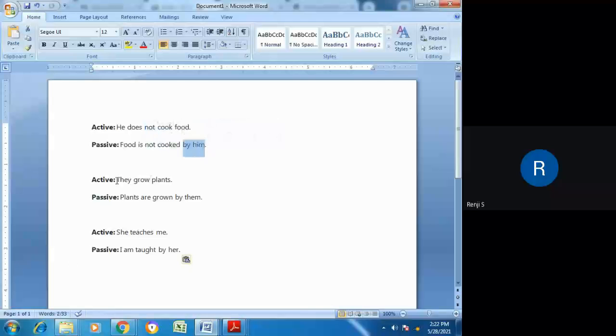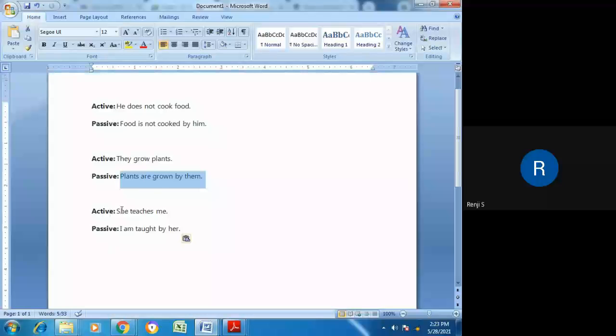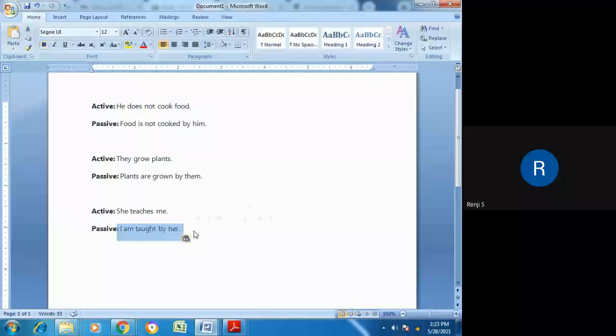Another example is: They grow plants. You're changing the subject and the object. The object is plants. So starting with the object: Plants are grown by them. Next is: She teaches me. Me is the object, and you're exchanging the subject and the object in passive voice. It becomes: I am taught by her. Is it clear?